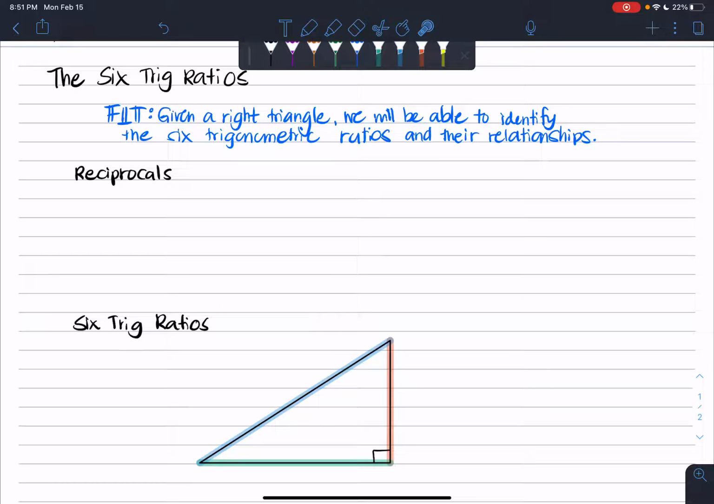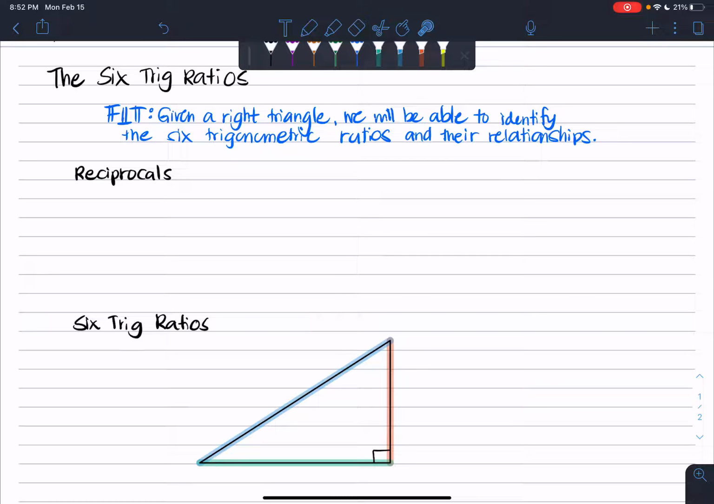All right, now since we've previously learned about sine, cosine, and tangent, we will be able to identify how they are related to the remaining 3 trig ratios, aka identify their relationships. Okay, so it's not completely new. We're literally just building onto what we've been covering the past 2 weeks. All right, so here we go.